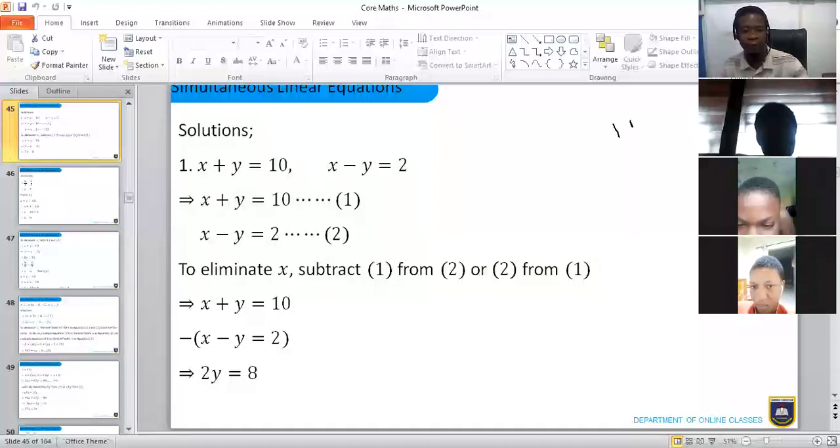The coefficient of x in equation 1 and 2, are they the same?